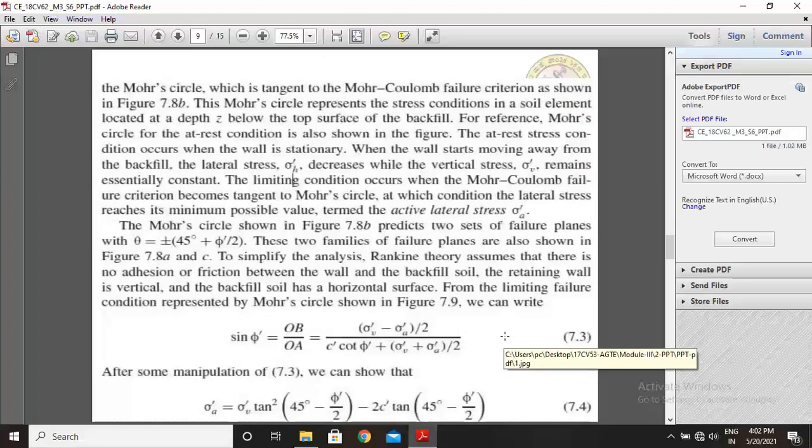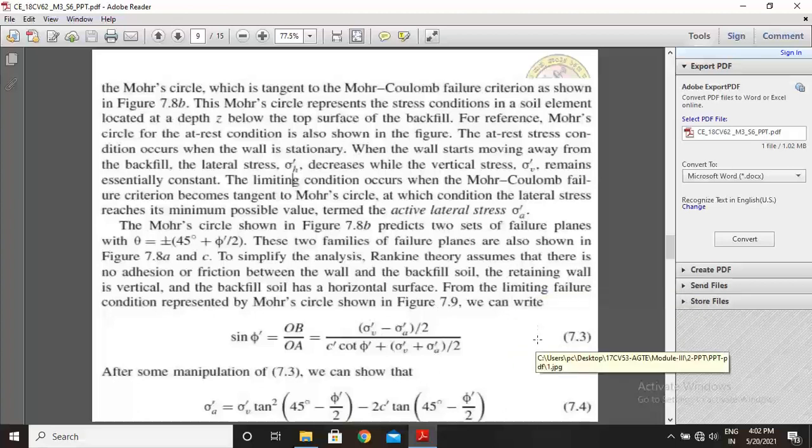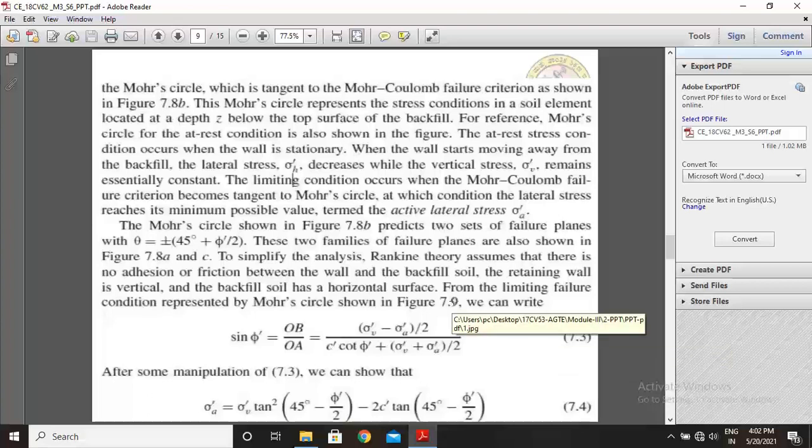To simplify the analysis, Rankine's theory assumes that there is no adhesion or friction between the wall and the backfill soil. The retaining wall is vertical, and the backfill soil has a horizontal surface. So these are Rankine's assumptions. The second assumption is that the retaining wall is always vertical and the backfill soil has a horizontal surface. These are the assumptions of Rankine's theory.